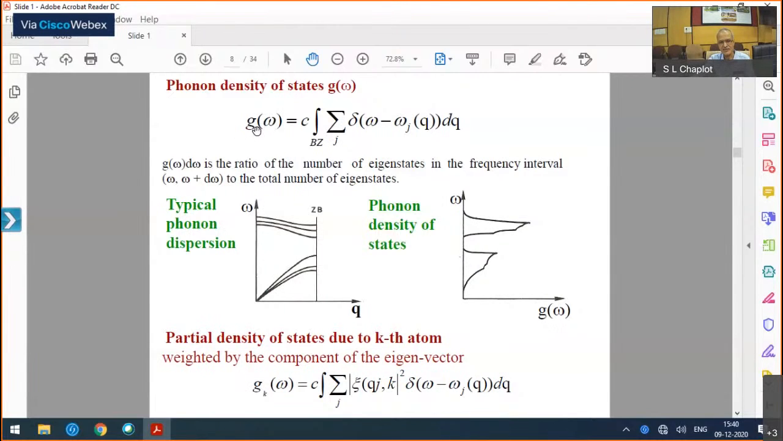Here, this is the total density of states, but one can look at the partial density of states due to each atom. As I said, the eigenvector has components from all the atoms. So for each atom, if you take the corresponding eigenvector component and use it as a weight for the density of states, you get the component from that particular atom. These are the partial components of the total density of states.